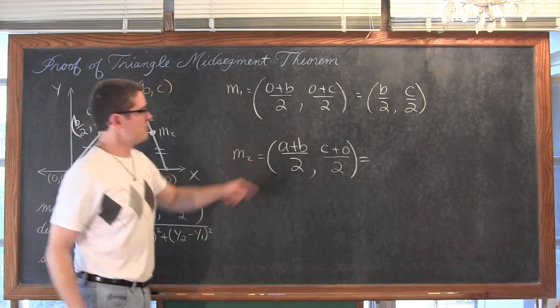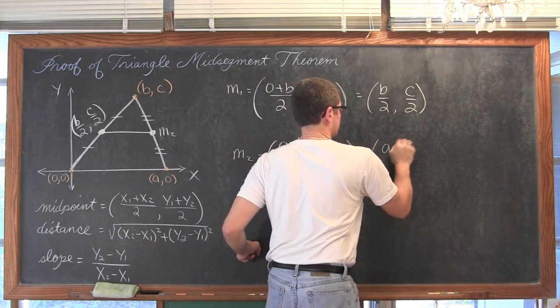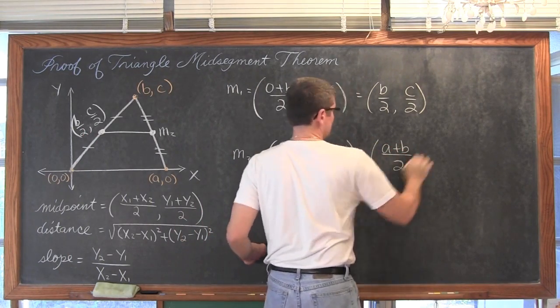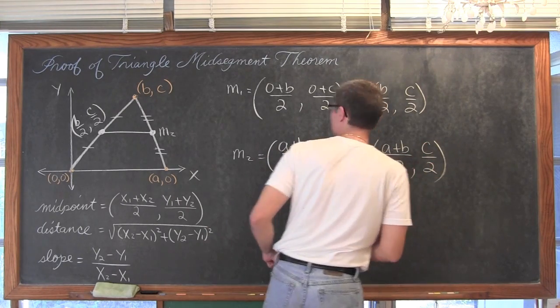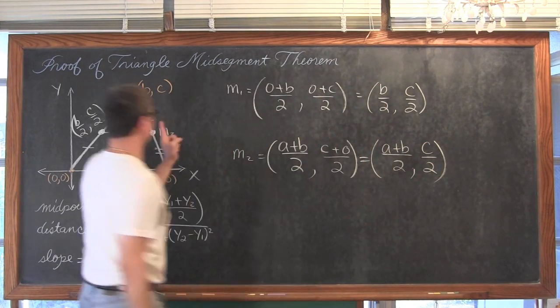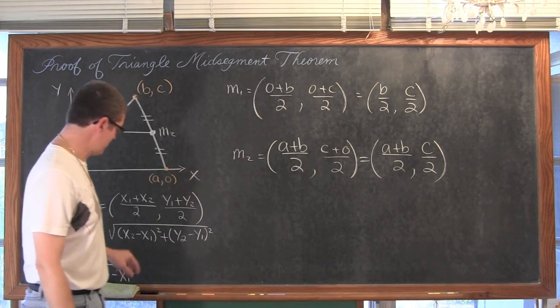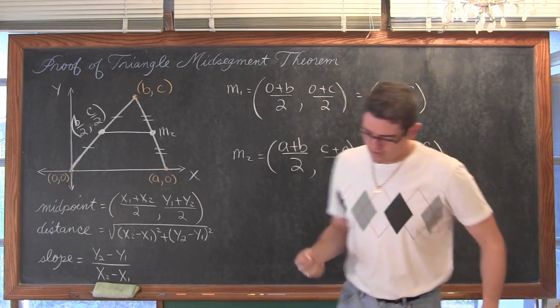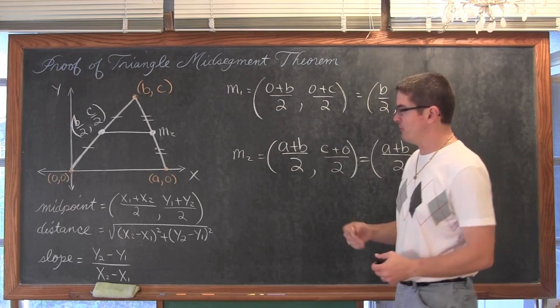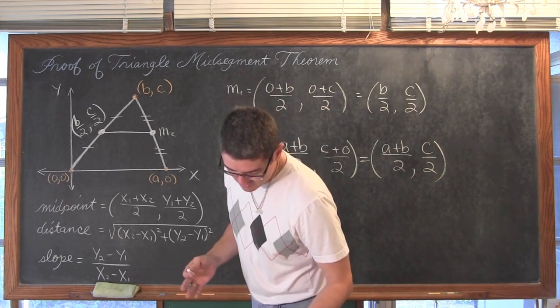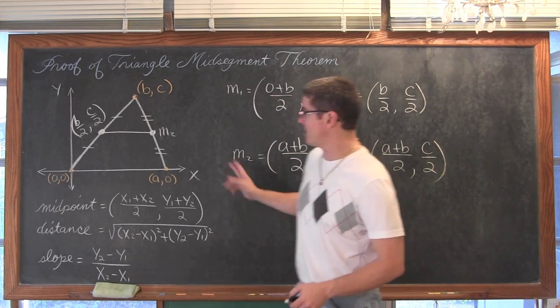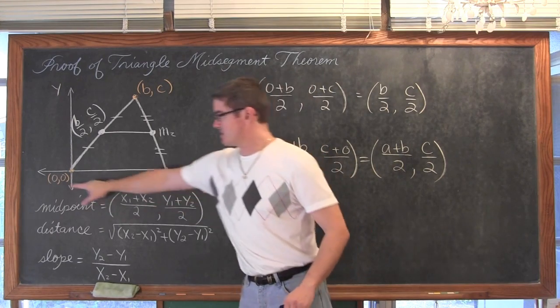And we get (a plus b) over 2 over c over 2. And I'm going to place this midpoint right here on the right-hand side of our triangle. On the next step of our proof, we're going to look at making sure that these lines are parallel. We're going to find the slope between A sub 0 and (0, 0).